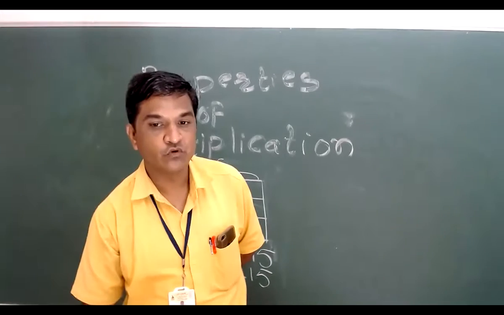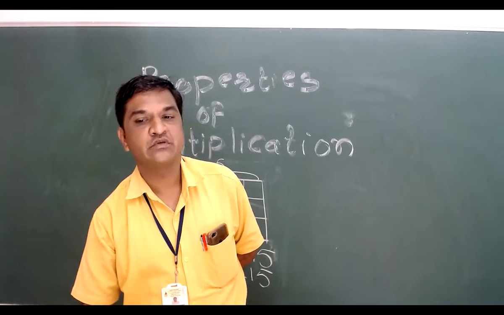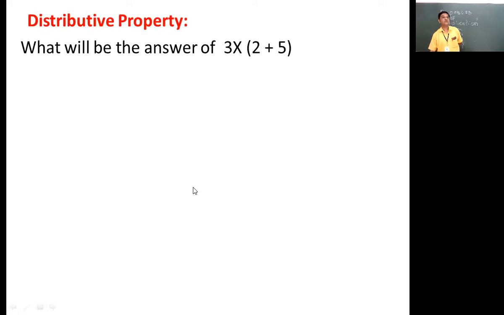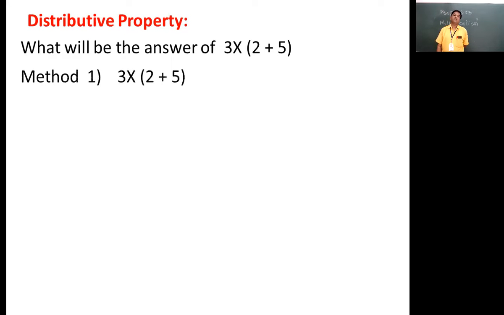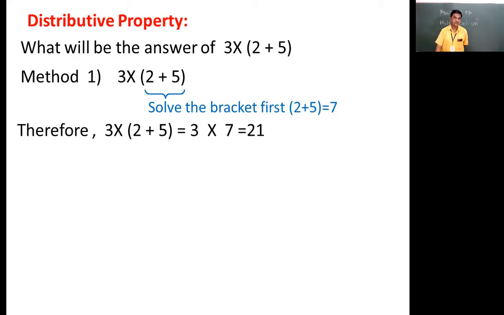Let us see one more important property of multiplication, that is the distributive property. What does this distributive property say? Let us see with an example. We are going to multiply 3 with the addition of 2 and 5. Now, how to solve this problem? Well, there are 2 ways. Method 1. We are going to solve whatever is in the bracket first. So we are going to add 2 and 5 first. So we'll get 7. And then we multiply 7 with 3 and the answer is 21.